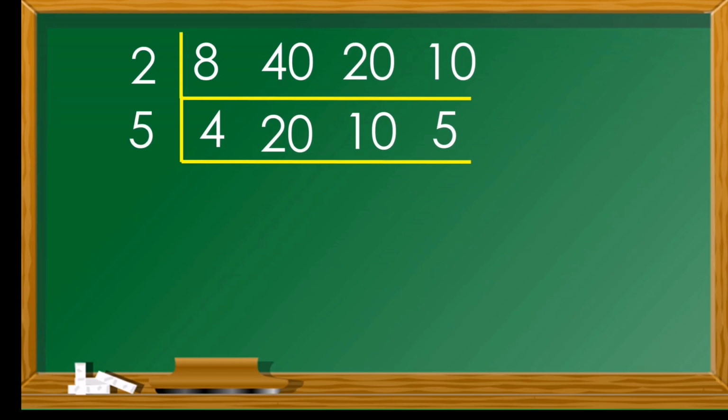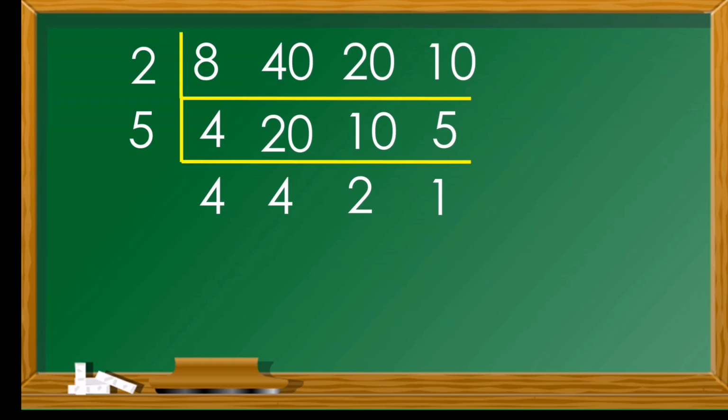Let us use 5. So 4 divided by 5 cannot be because 4 is not divisible by 5. In that case, if we cannot divide the number by a given divisor, you are going to copy the number and bring it down. So, move to the next number. 20 divided by 5 equals 4. 10 divided by 5 equals 2. And 5 divided by 5 equals 1.